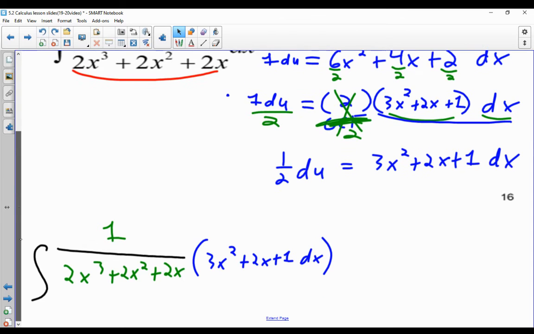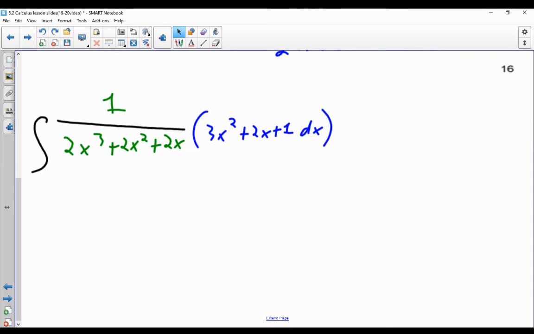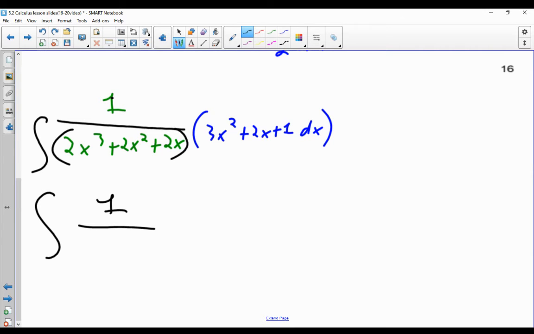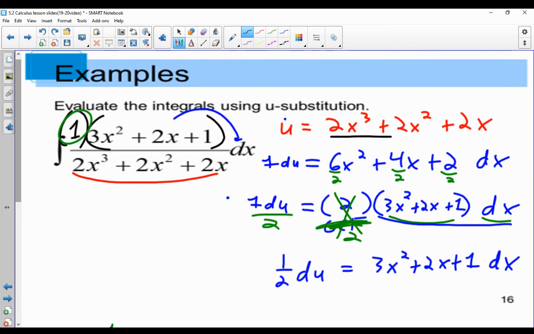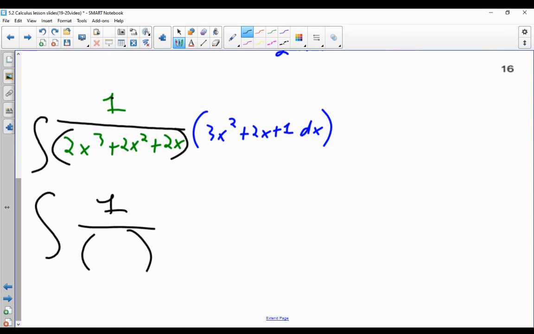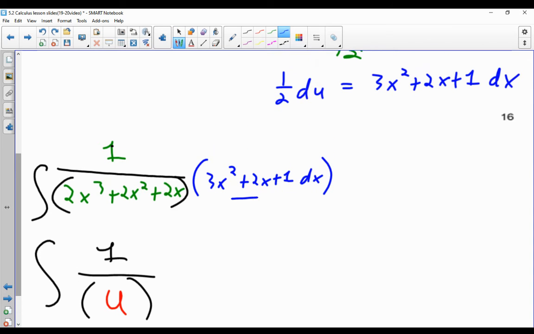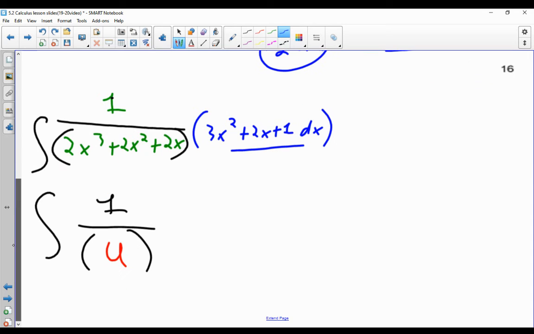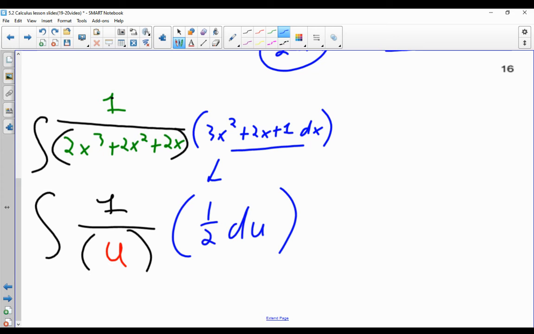Finally, I got everything I need to start the substitution part. So let's do it. We didn't do anything to the 1, so the 1 stays on top. This part is what we labeled as u, so we will change all of that on the bottom to just u. And then the 3x squared plus 2x plus 1 dx matches this, so I can replace that with 1/2 du.